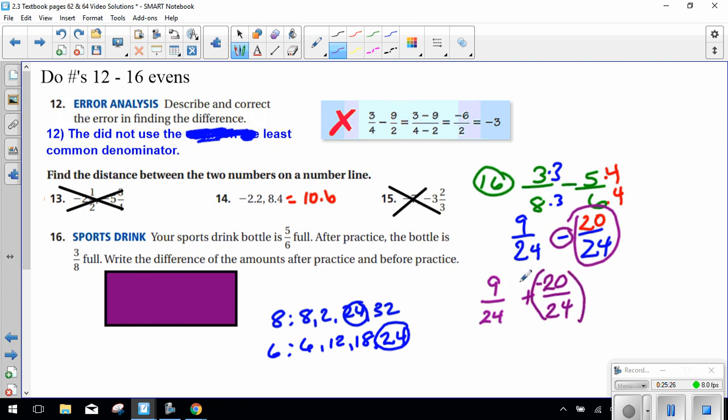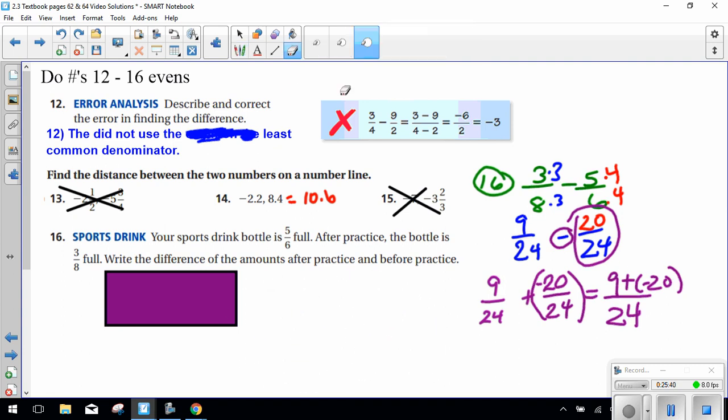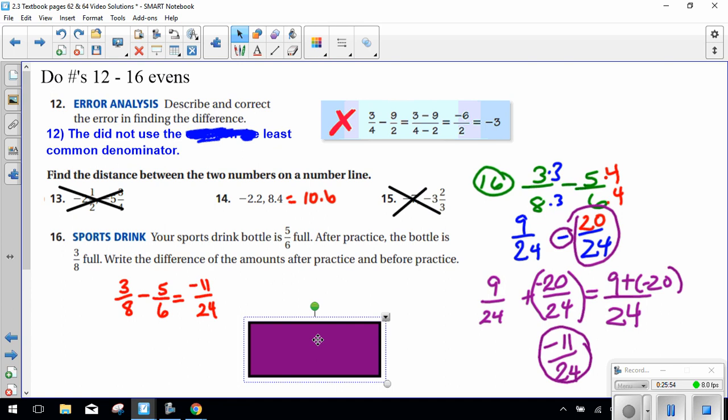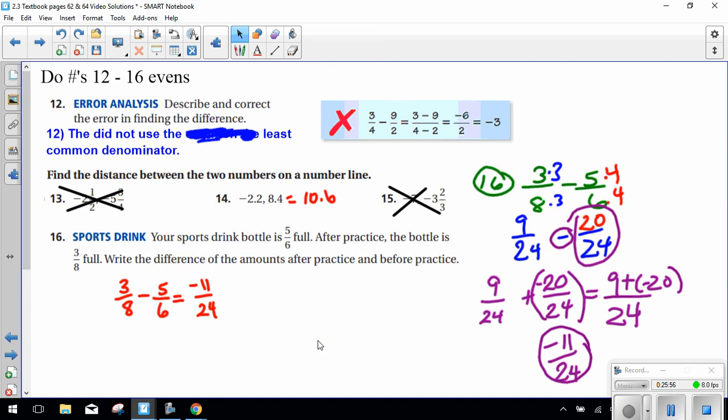Okay, since my denominators are the same, I can put that here. My numerators, I have 9 plus negative 20. Since my signs are different, I'm going to take 20 and subtract 9 to get negative 11 over 24. 20 gives me a bigger absolute value than 9. So final solution, negative 11 over 24. Okay, let's move forward.